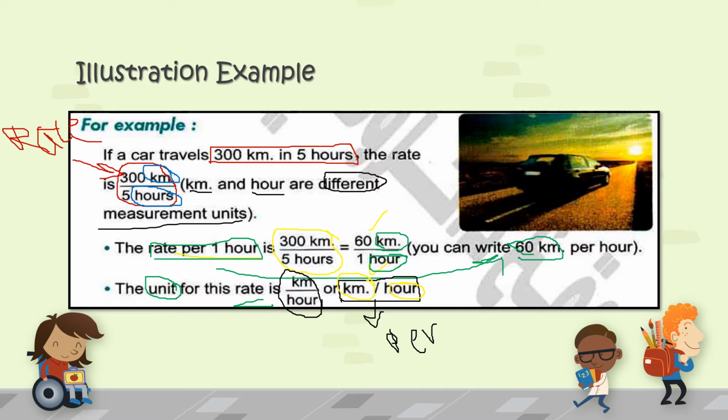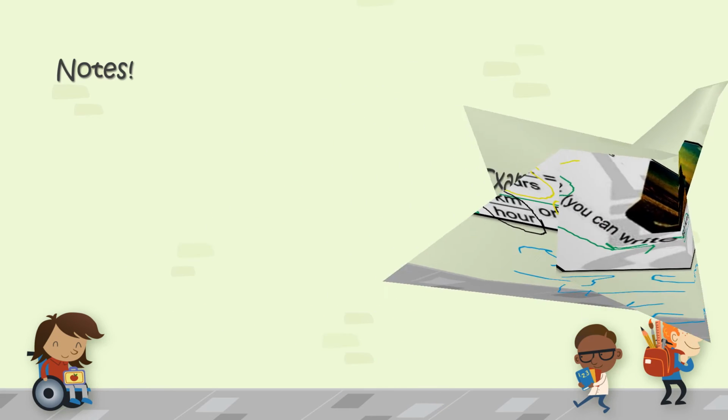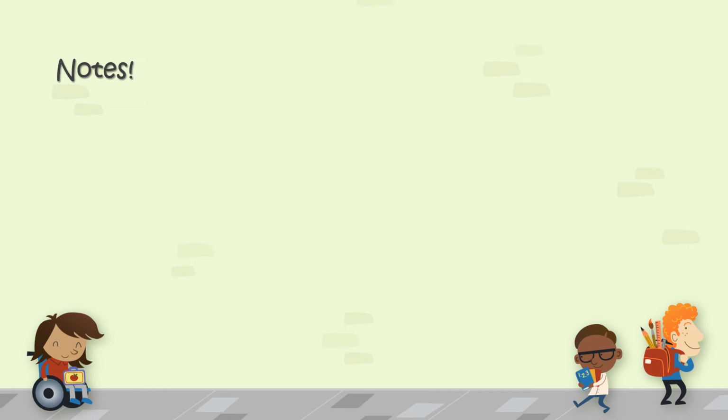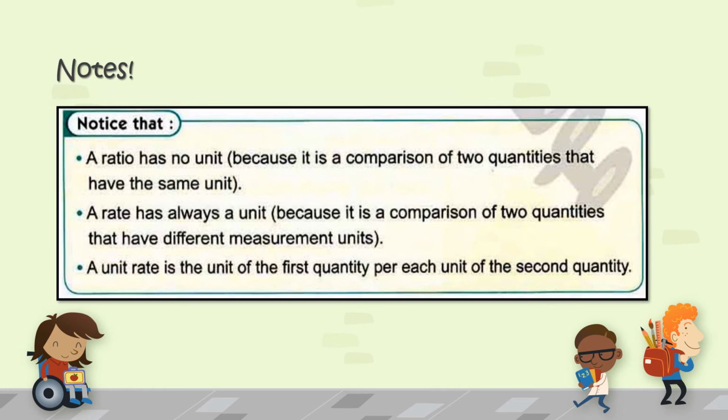So if you have a ratio between two numbers like 3 and 4, and they are centimeters, we don't write 3 centimeters over 4 centimeters. No, we just write 3 over 4. And we are going to discuss this right now. So some notes here. A ratio has no unit. As we have just said, the ratio has no unit. So I can write a ratio like 3 over 4.